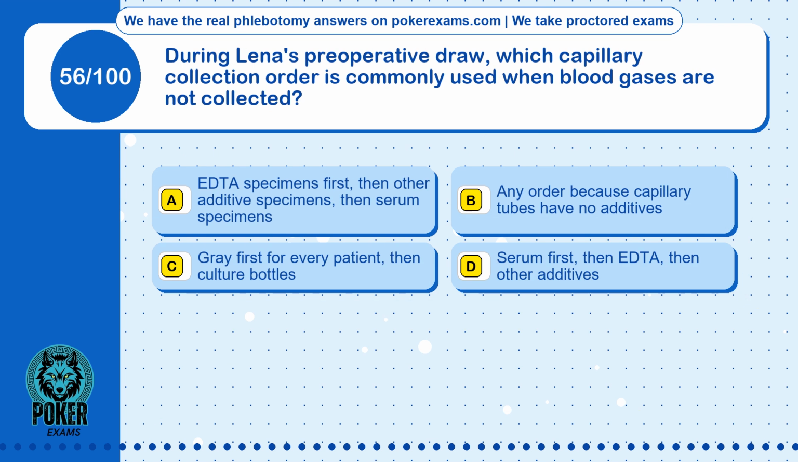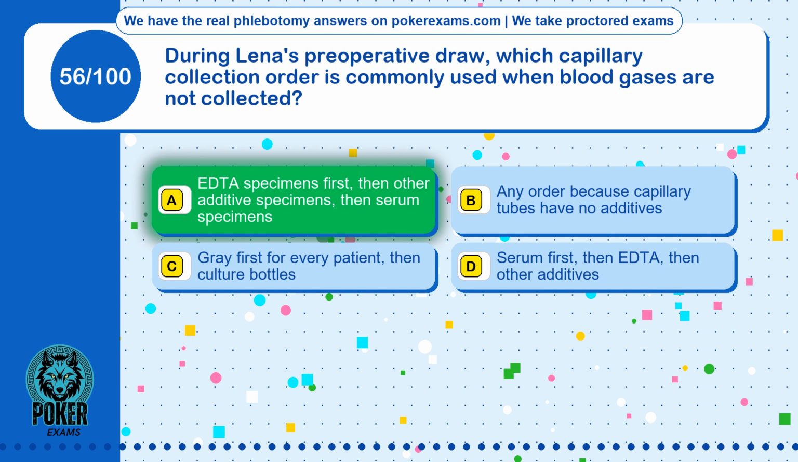Question 56. During Lena's preoperative draw, which capillary collection order is commonly used when blood gases are not collected? Option A, EDTA specimens first, then other additive specimens, then serum specimens. Option B. Any order because capillary tubes have no additives. Option C, gray first for every patient, then culture bottles. Option D, serum first, then EDTA, then other additives.